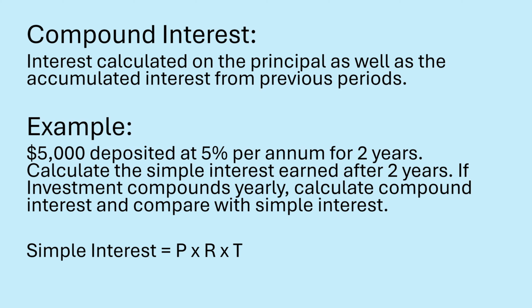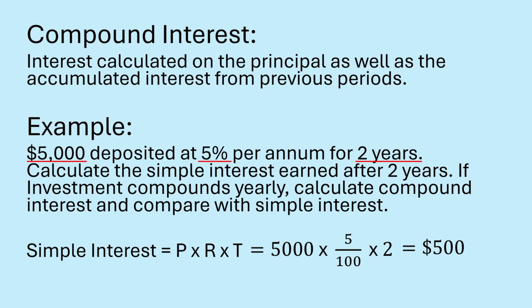Simple interest is equal to P multiplied by R multiplied by T. Here P, principal amount, is $5,000. R, interest rate, is 5%. T, number of years of payments, is equal to 2. 5% means 5 divided by 100. When we further simplify this equation, answer is $500. So simple interest is equal to $500.